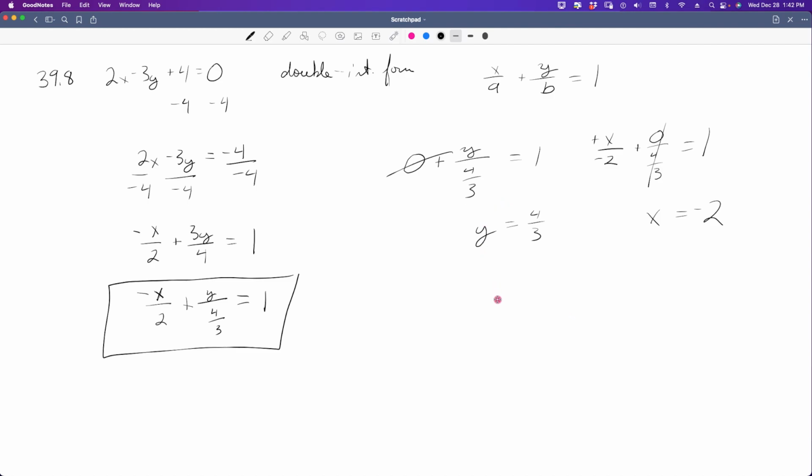All right. So then it would look like negative 2 and 4 over 3 would be our coordinates. So the constant under x is the x-intercept, which we call A, and the constant under y is the y-intercept, which we call B.